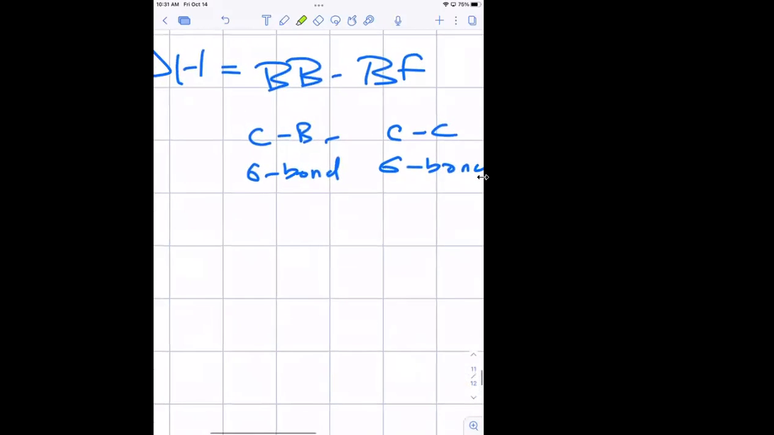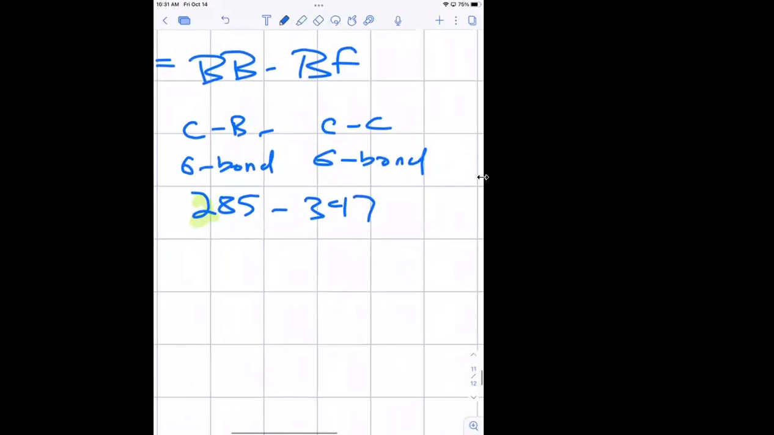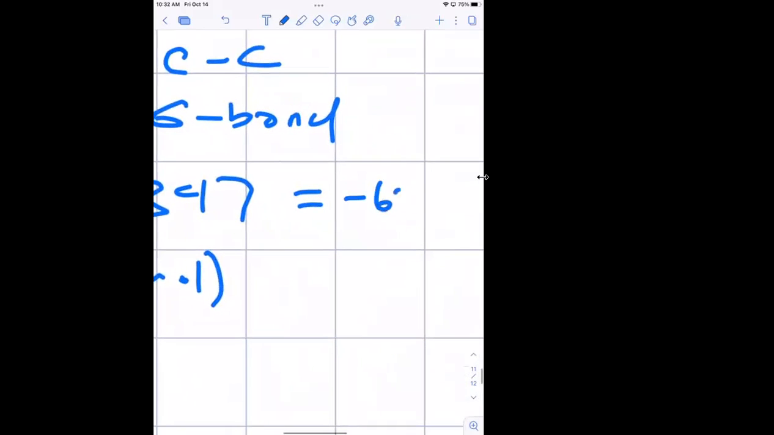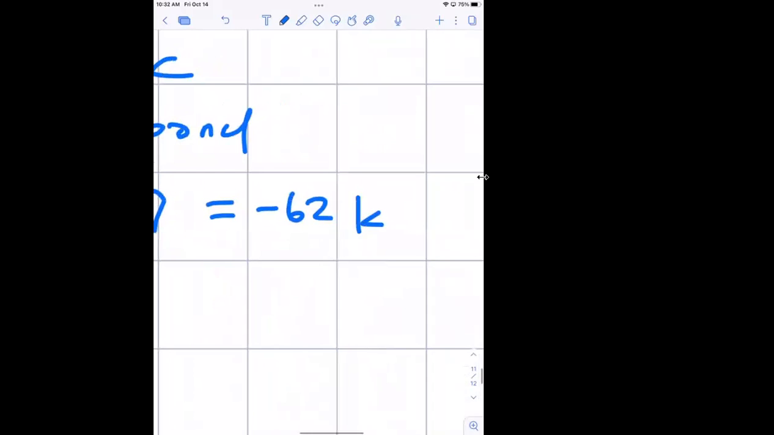So this is going to be 285 minus 347. And this is in kilojoules per mole. That's my unit. I just didn't write it out, but y'all want to keep those units. What is that? 62? Negative 62. Good. Yeah, I think negative. Yeah, you're right, it's negative.